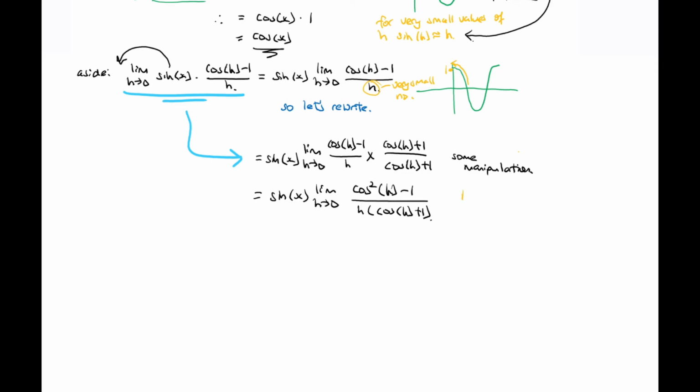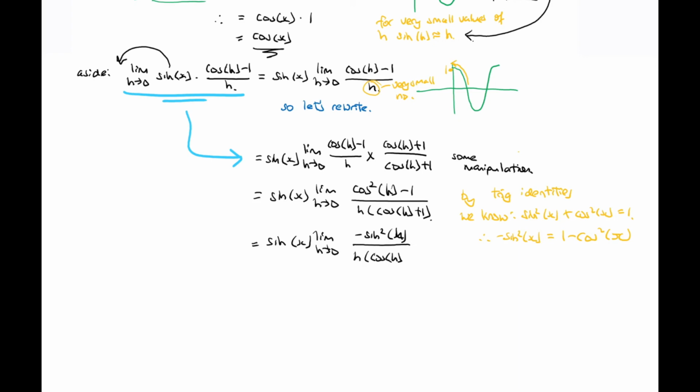So cos squared h minus 1, and by using trig identities, we know that sine squared x plus cos squared x equals 1. Rearranging that to get cos squared x minus 1, that would equal minus sine squared x. And therefore we can rewrite this as sine x, the limit as h approaches 0 of minus sine squared h, over h times cos h plus 1. Now we can split this into two limits as well. So the limit as h approaches 0 of sine h divided by h, times negative sine h divided by cos of h plus 1.